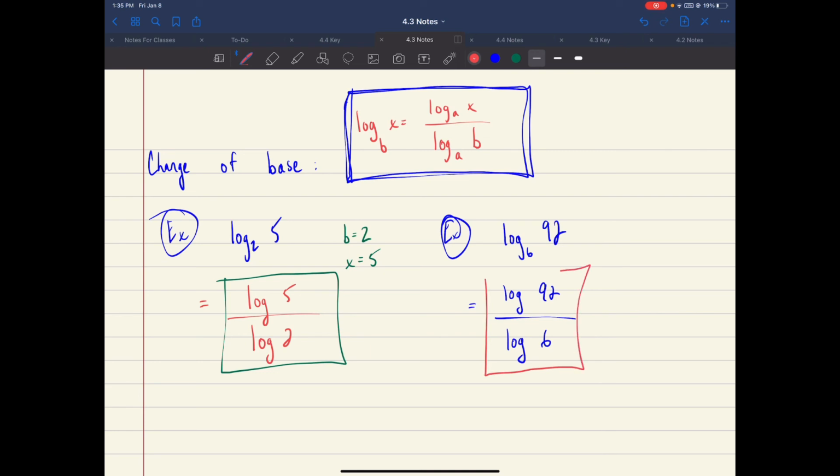And you could commit this formula to memory, but that's not a good one to commit to memory because you don't use it very often. So when you work on this assignment, just make sure to use your logarithm cheat sheet because that'll make it all a lot easier.